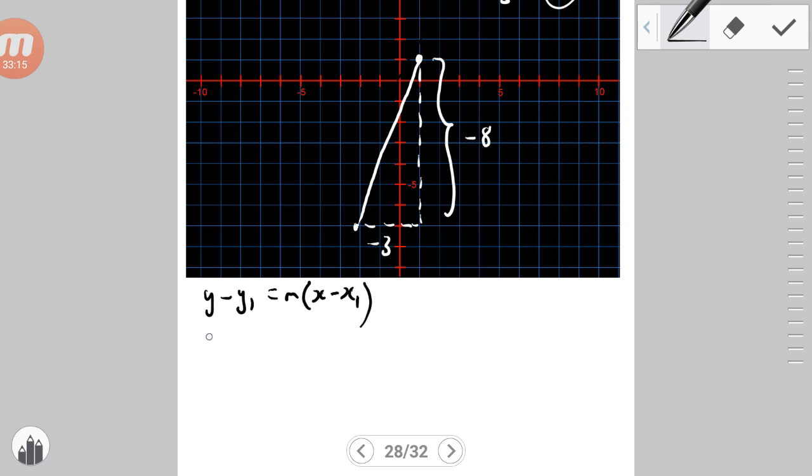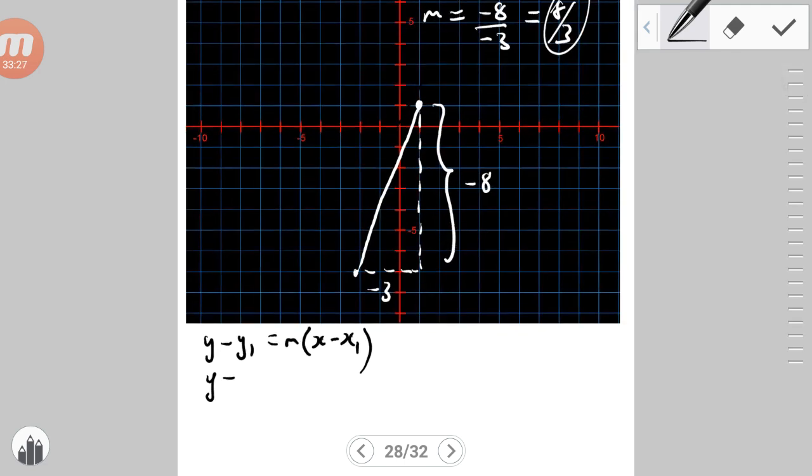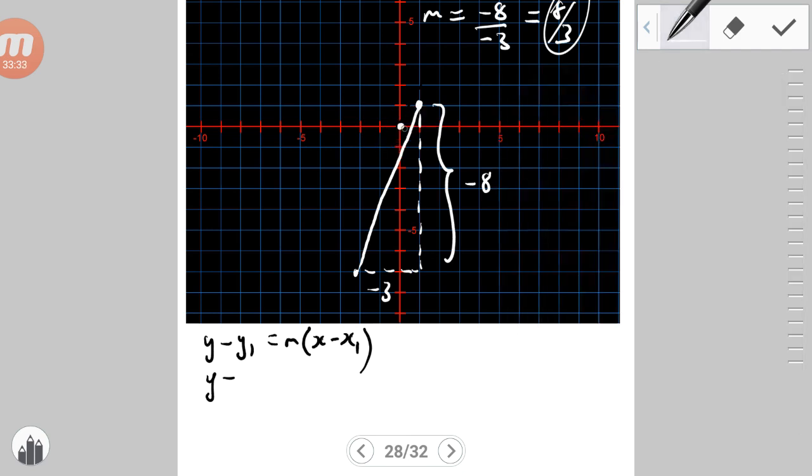So y minus, we need to determine what is y1. Normally they would say that it's passing through a particular point. This time they say that it's passing through the origin. So what is this? The origin is actually the center of the Cartesian plane. The origin is right here as we see it. For those who don't know, the origin coordinates are actually (0, 0).